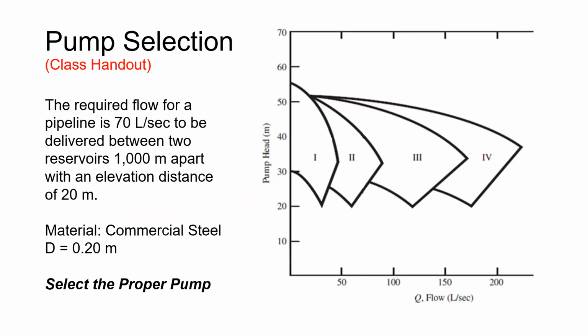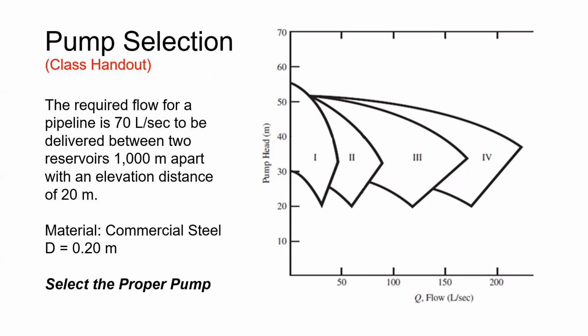Now let's do this exercise together. So take your handouts out. It's a little bit of a different problem. In this condition, we know we need about 70 liters per second to be delivered between two reservoirs. They're 1,000 meters apart, and there's an elevation gain of 20 meters. So very similar problem as before, just a little bit different parameters.